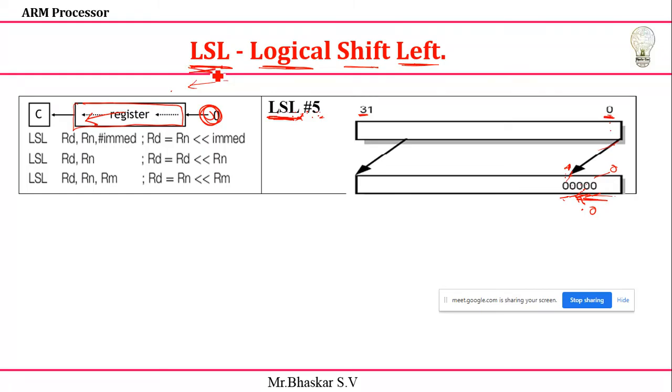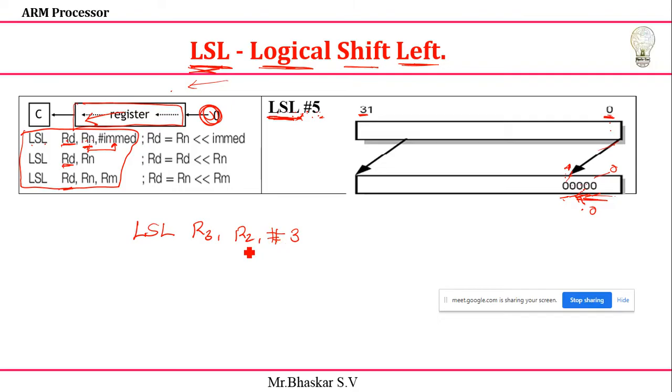Now come to the LSL instruction. There are three ways I can write the instruction. I already told you, the first one is always the destination register, Rd. So let's move on to the first form. The Rn value will be shifted left by the given immediate value, and the result will be stored in Rd. But remember, the Rn value will not be changed. For example, I'll use instruction LSL R3, R2, and some value, for example 3.